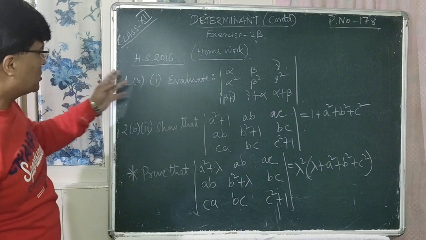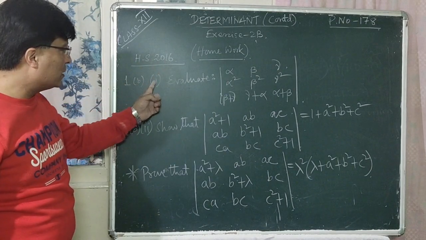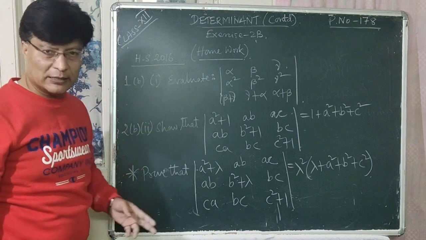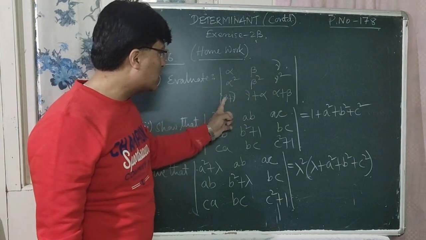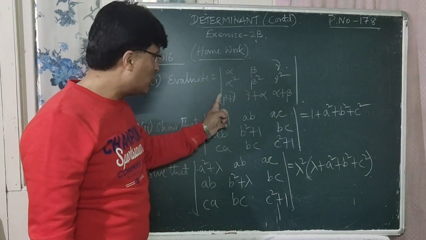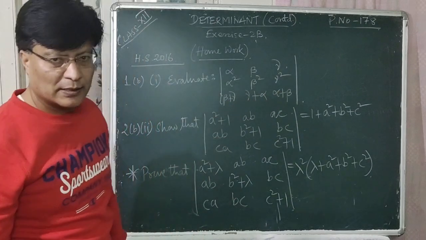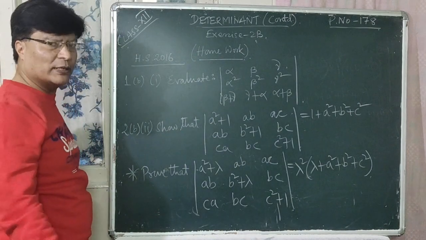So these questions are from 2016, right? Number 1B1, there is evaluate. That means you have to find out the value of this determinant. First row, alpha, beta, gamma, second row alpha square, beta square, gamma square. This is third row, beta plus gamma, gamma plus alpha, and alpha plus beta. This is the third order determinant. You have to find out the value of this determinant. Okay, you can do it.